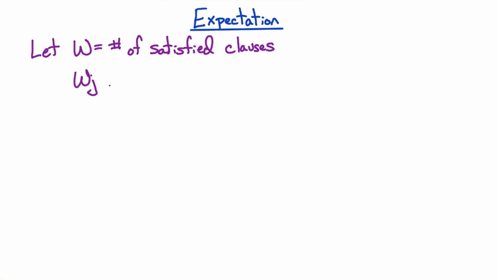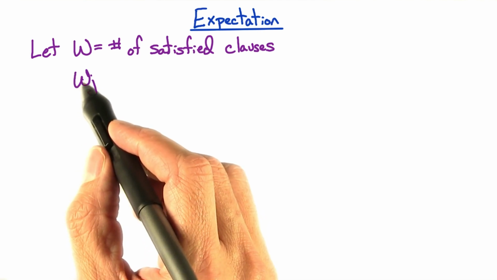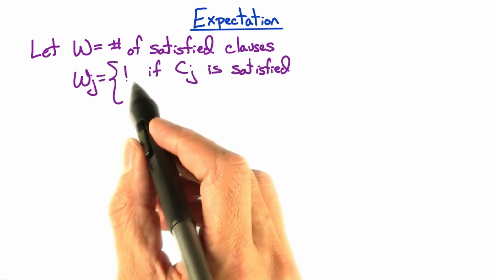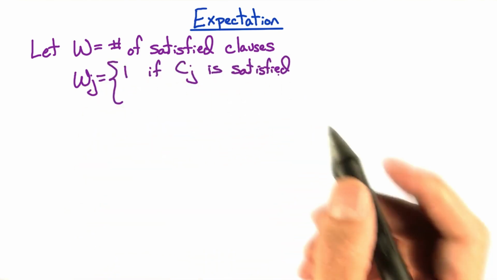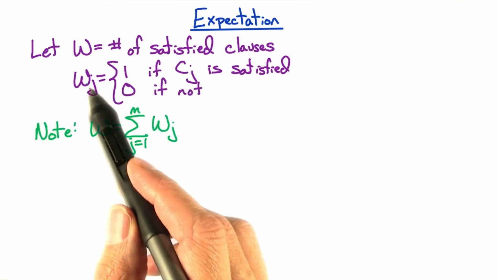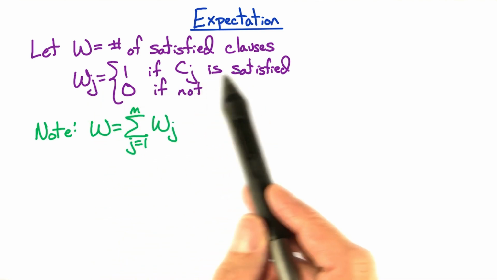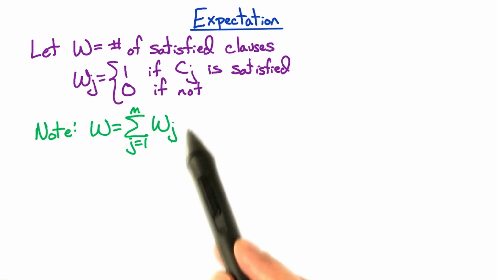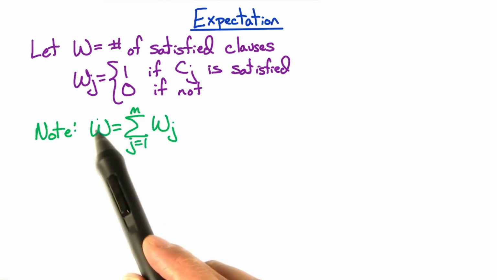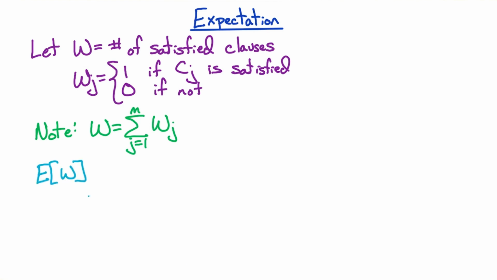As before, we consider each clause, so we consider the jth clause, and we denote the random variable wj. It takes value 1 if this clause cj is satisfied, and 0 if it's not satisfied. Now, if we sum wj, where j goes from 1 to m, then for each satisfied clause we get a count of 1, so the total count is going to be the total number of satisfied clauses, which equals capital W.